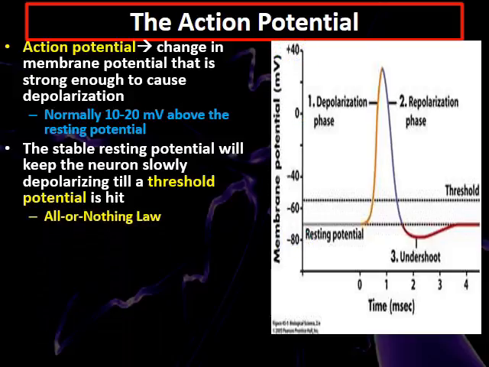Because we have to hit this threshold potential, it's called the all or nothing law. This is the idea that unless you get enough stimuli, you won't get an action potential generated, so information isn't sent. This is around the idea that you're going to ignore certain stimuli once you get used to it, or if a stimulus isn't strong enough, there's no reason for your body to react to it. It's something that's not important.